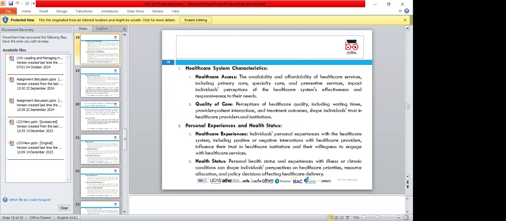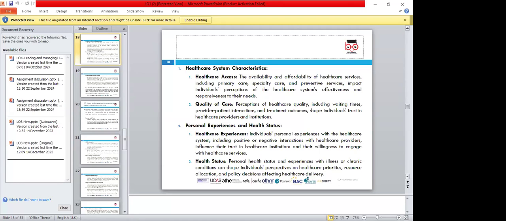Then we can look at the personal experiences and healthcare status. Healthcare experience: individuals with personal experiences within the healthcare system, including positive or negative interactions with healthcare providers, influence their trust in the healthcare institution and their willingness to engage with healthcare services.